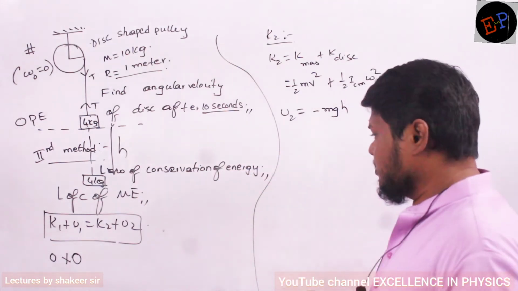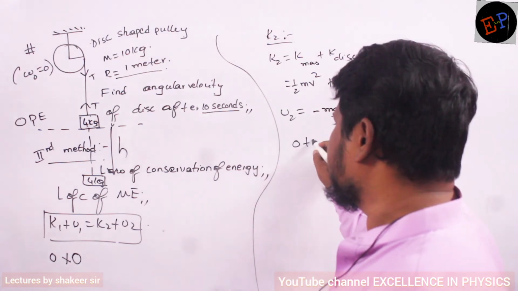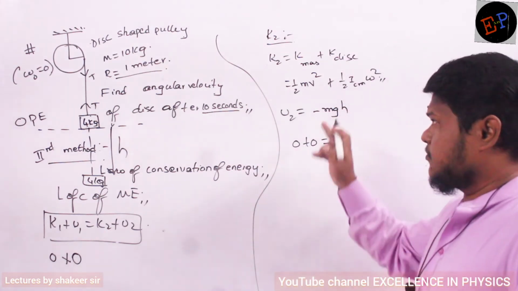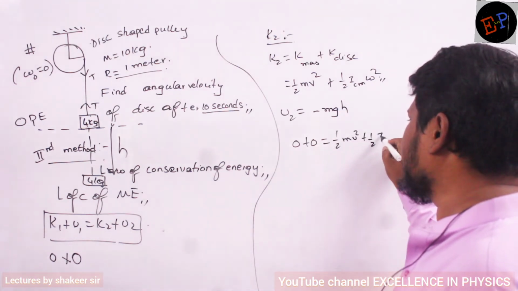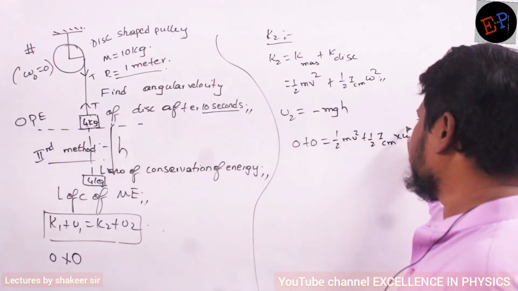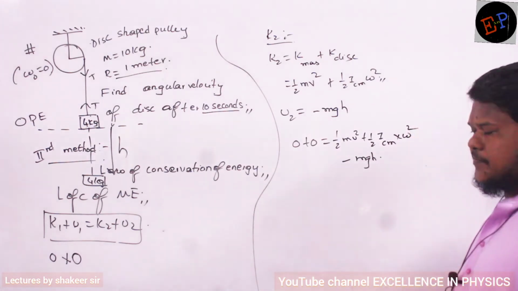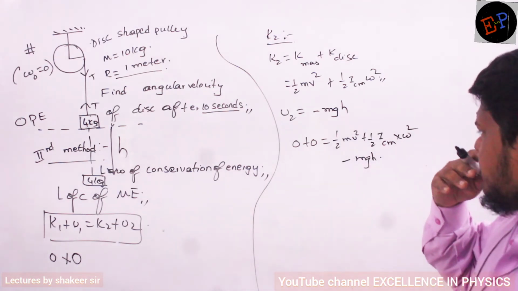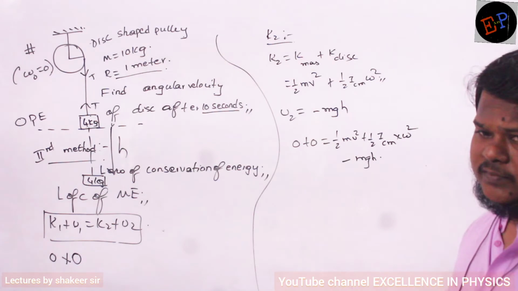Now substitute in the total equation. So K1 plus U1 is equal to K2 plus U2. Initial kinetic energy is 0, initial potential energy is 0. Final kinetic energy is half m v square plus half I center of mass into omega square minus mgh. That's all, no? Okay. So from this total calculation, what do I require? I require the omega value, no? Are you able to understand, ma?